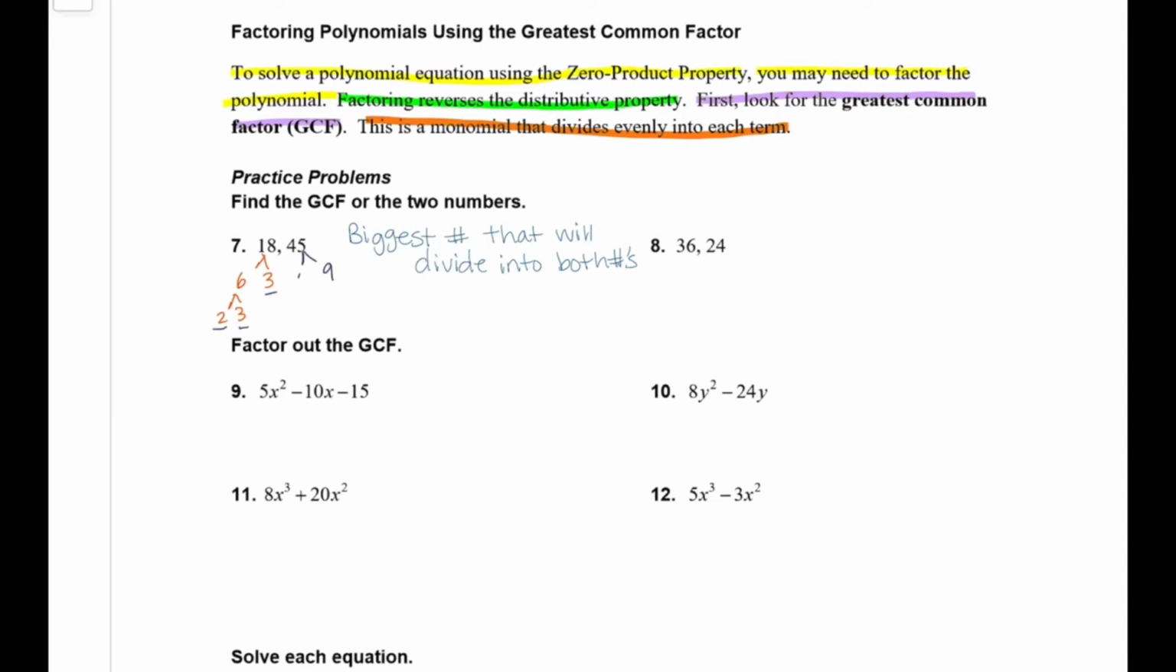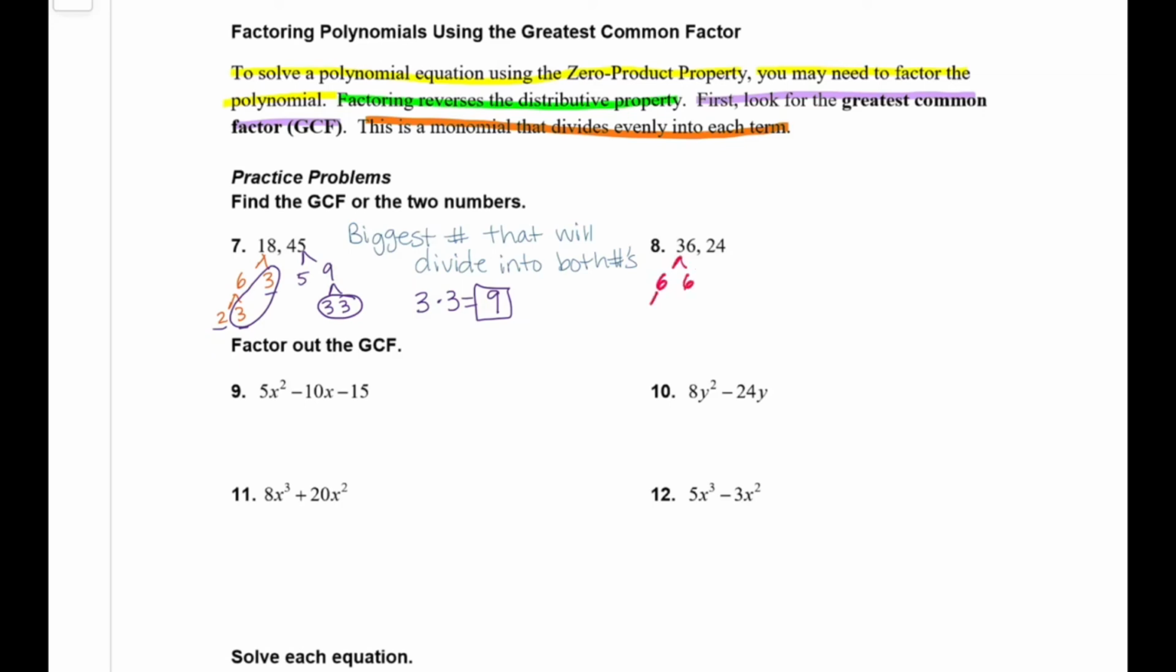45 is 9 and 5, and 3 and 3 make 9. So we have two 3's in both of our numbers, so we're going to multiply those to be 9. So 9 goes evenly into both 18 and 45.